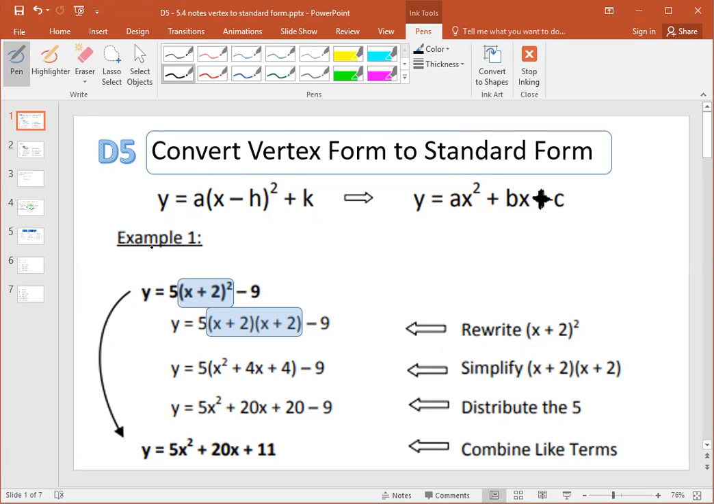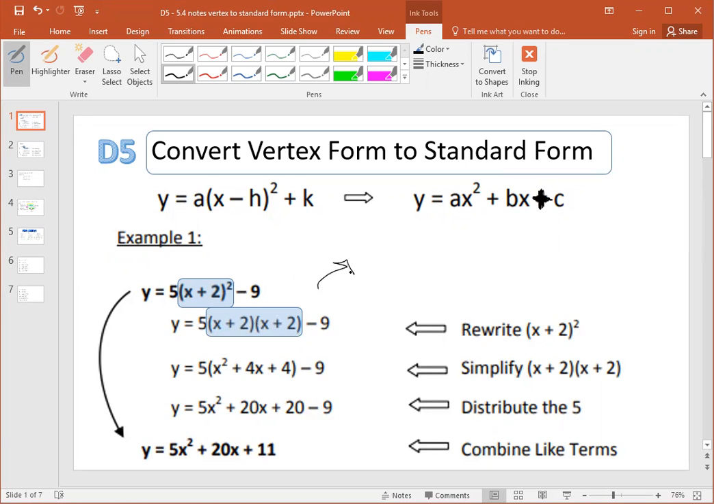All right, so example 1: 5 times the quantity of x plus 2 squared minus 9. So the first thing I need to do is take care of this binomial. X plus 2 quantity squared is written as x plus 2 times x plus 2. Now it's at this point that you need to multiply these together. So that means you could do distribution, you could do FOIL, or you could do your box method.